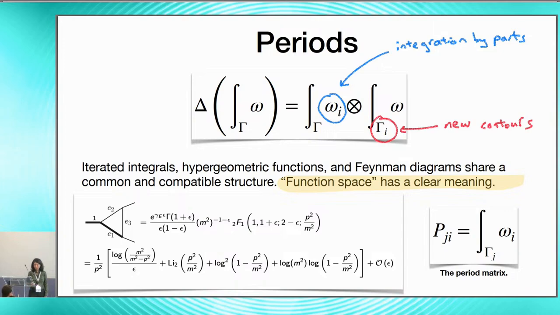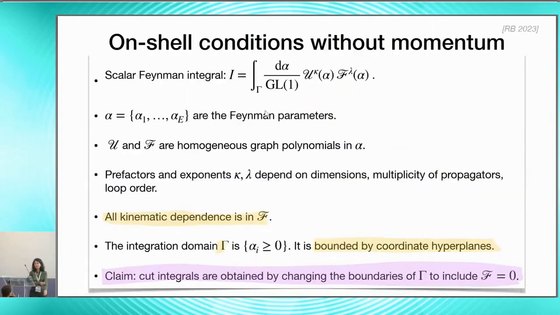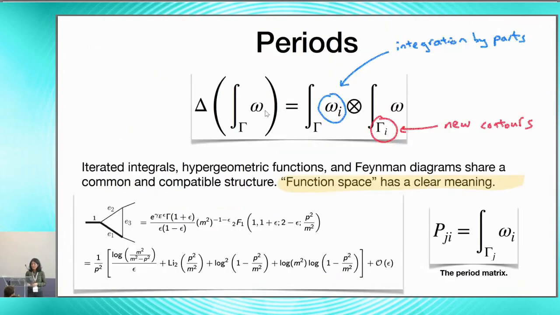Okay, so that was the more general part. Now in the final portion of the talk, I want to come to the way in which I've been exploring the function space of Feynman integrals more recently. I've been looking at a way to actually change these integration contours by studying the on-shell conditions without momentum. So what I should come back to, this formula here, where we change the integrands and the contours, this really corresponds very clearly to what we're doing here.